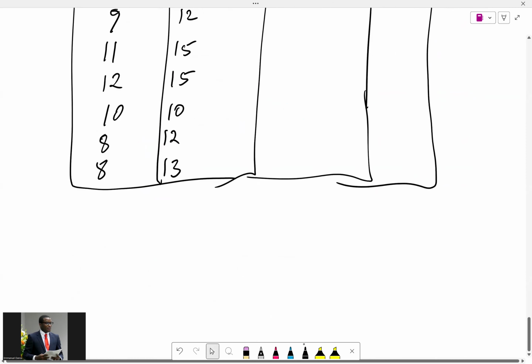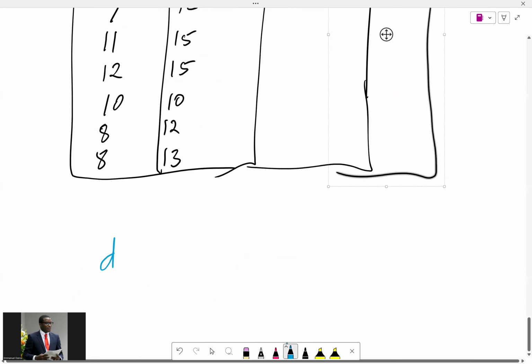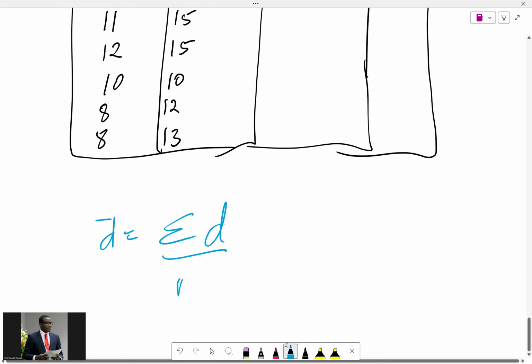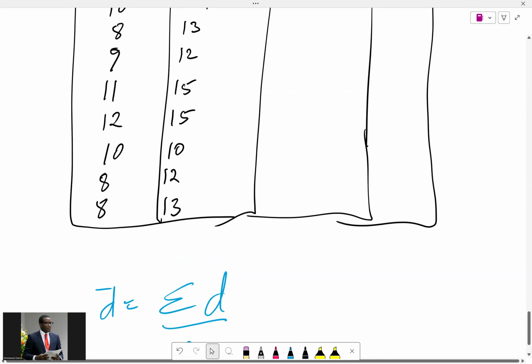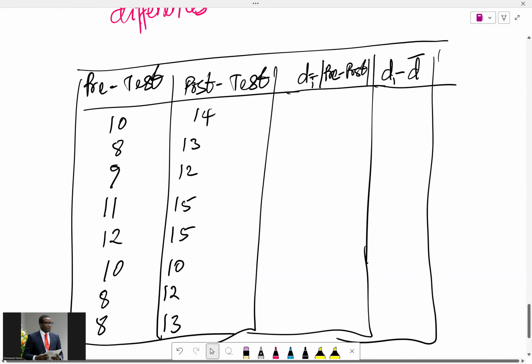What I'm actually doing is this. So we need D bar. D bar is simply the summation of D divided by N. That's the number of items. So basically that's what I'm doing. Okay, so let's go. We have all this now.